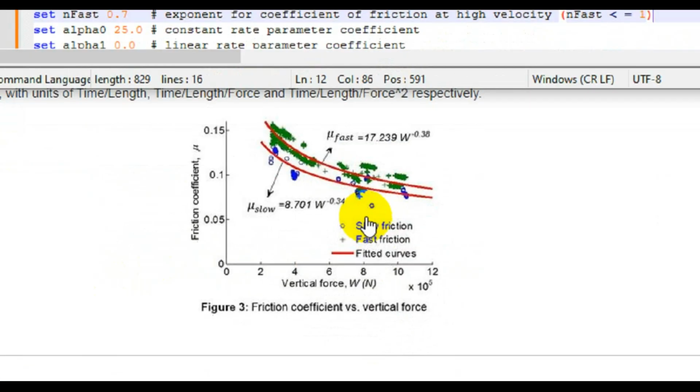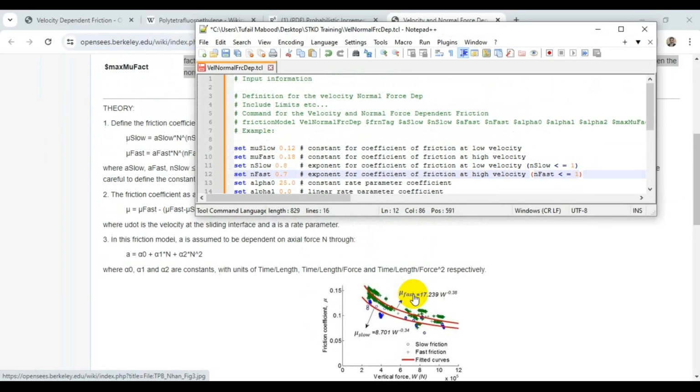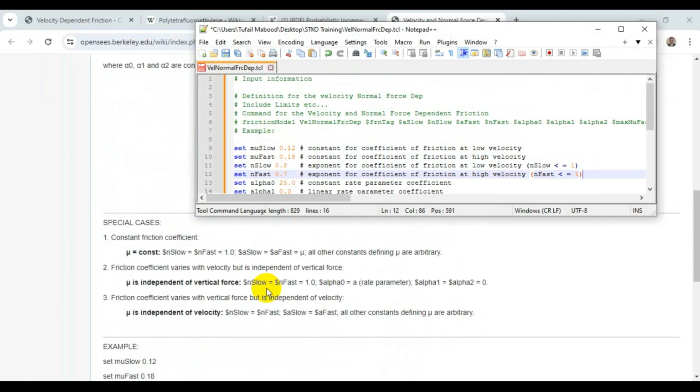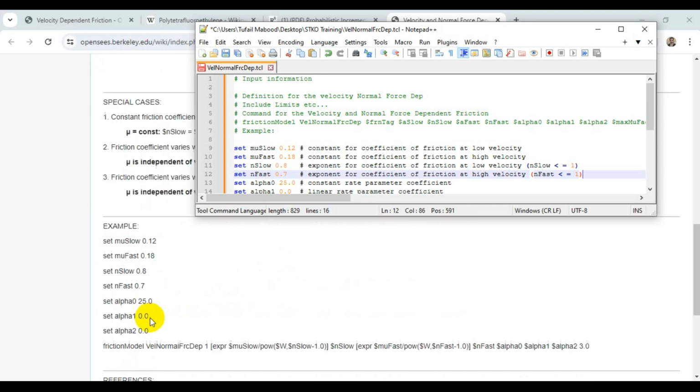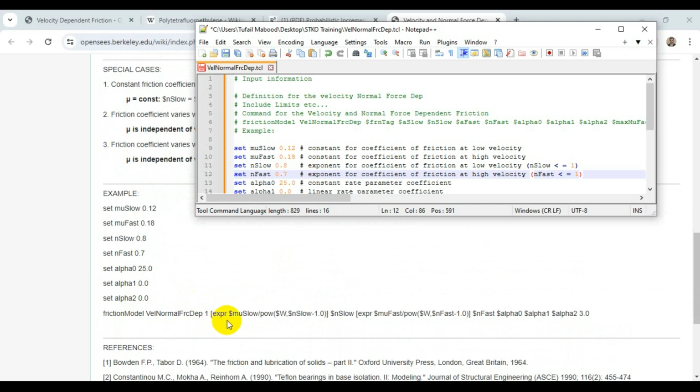So this is the function with vertical forces, slow friction, fast friction, and fitted curve here, and it is derived from this theoretical background here. And as I mentioned, if we are discussing the special cases for the constant friction coefficient, all the other constants are arbitrary, and for the vertical forces, they are not considered here. And this is for the dependency of the considerations here.